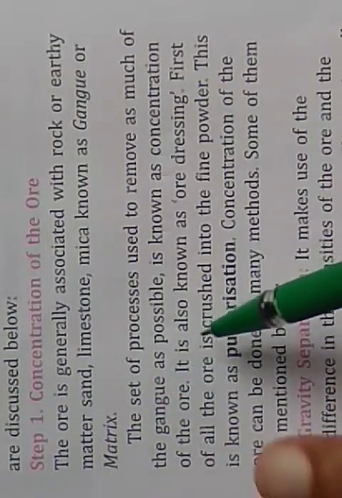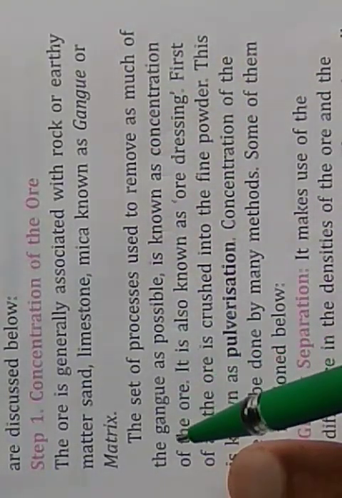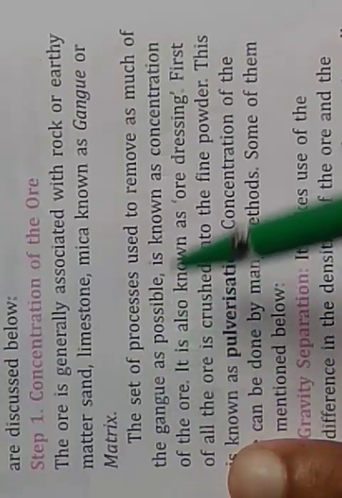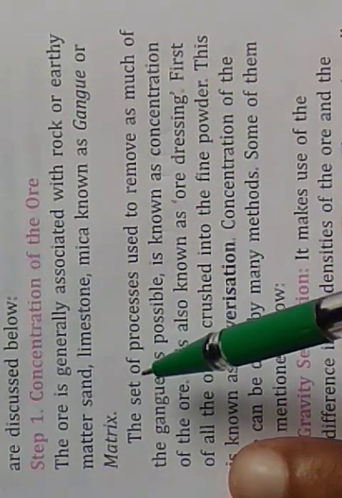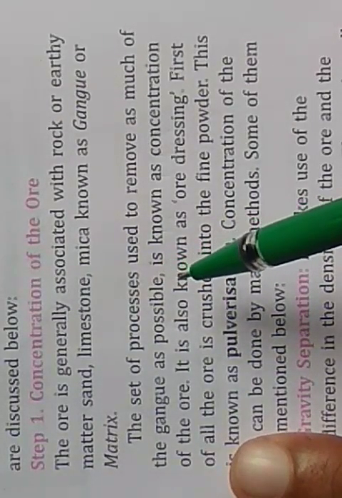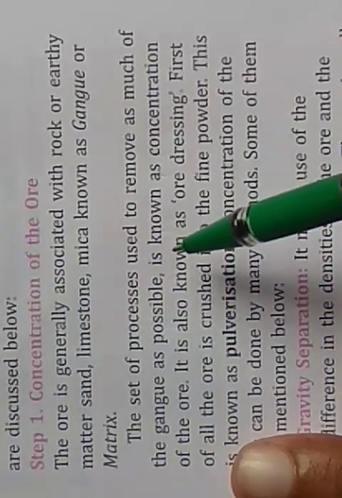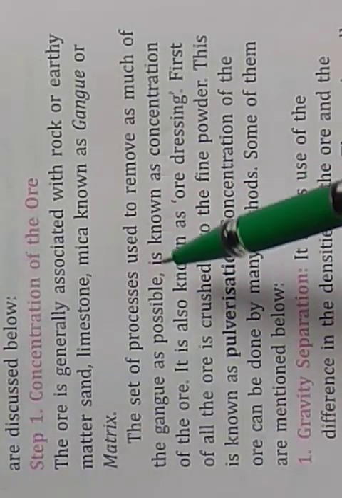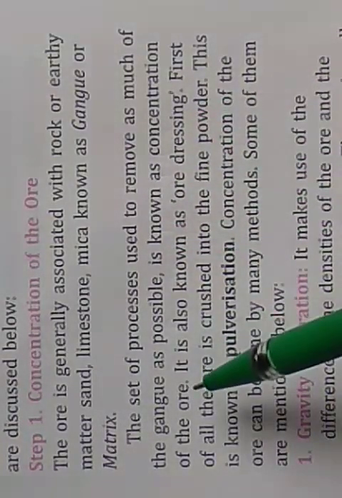So the definition: what is the concentration of ore? The set of processes used to remove as much of the gangue as possible is known as concentration of the ore, and this is also known as ore dressing. There are many processes such as the gravitational process, froth flotation process, magnetic separation process, chemical methods. All the processes used for the removal of gangue as much as possible from the ore are called the concentration of ore.